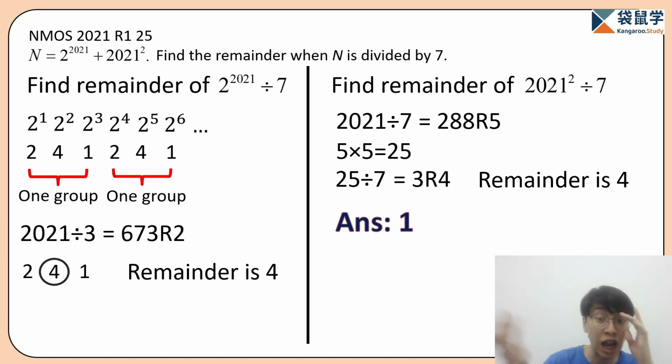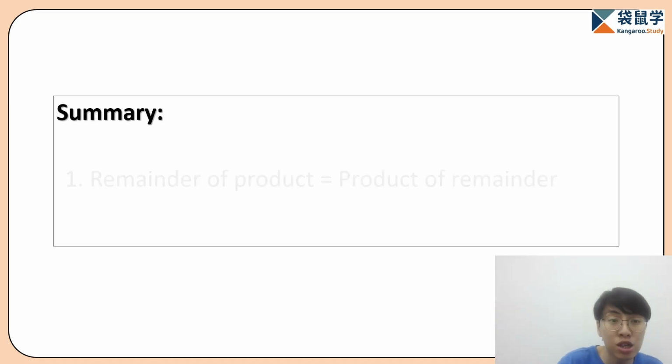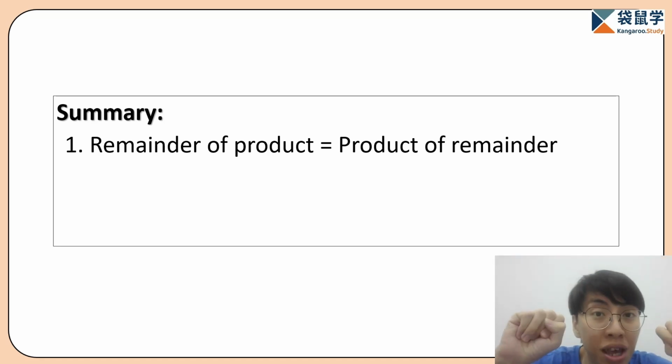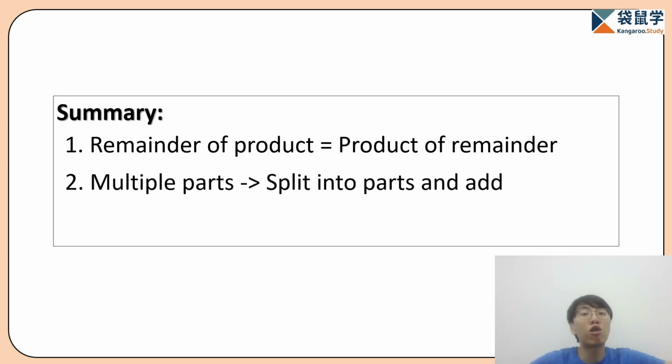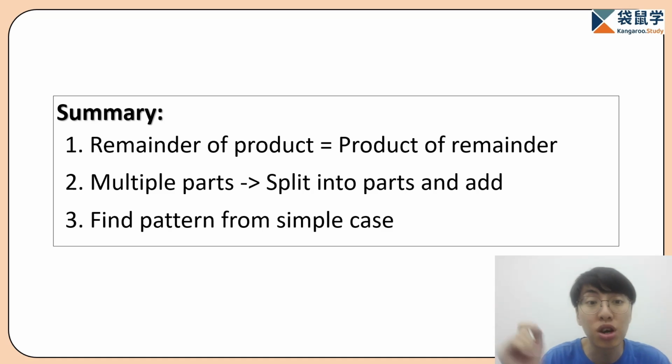Now let's take a look at the summary for this question. Firstly, we see that the question is quite complicated as there are 2 parts to it. So what did we do? First thing, remember, the remainder of the product is just equal to the product of the remainder. And then, since there are 2 parts to it, we break them down into each specific part and we add. And lastly, we realize that we split it up into groups, right? We found the pattern and then we split it into groups to find the actual remainder.